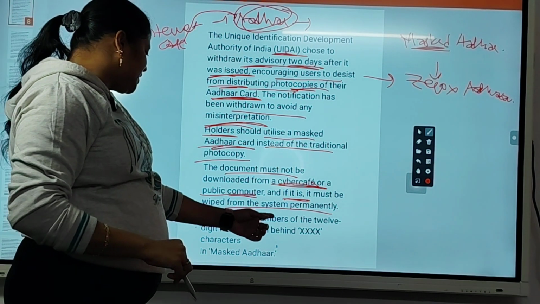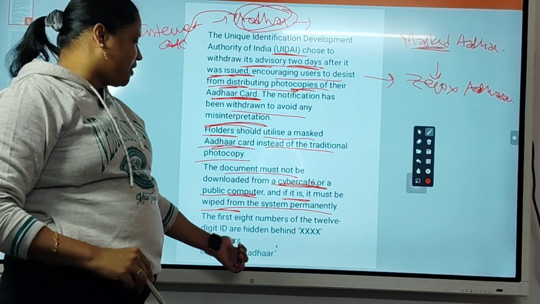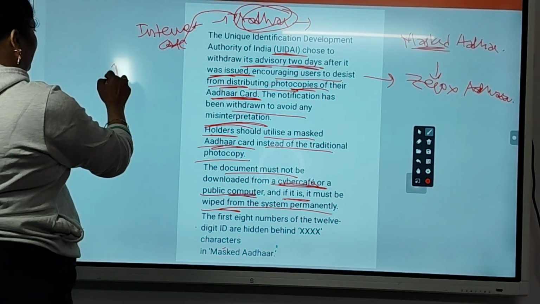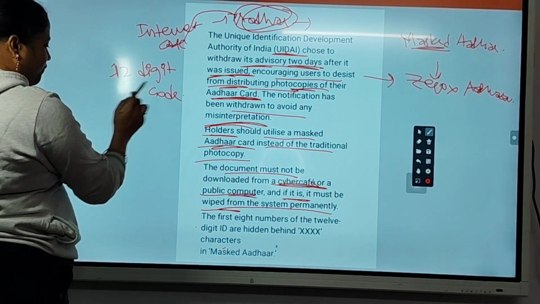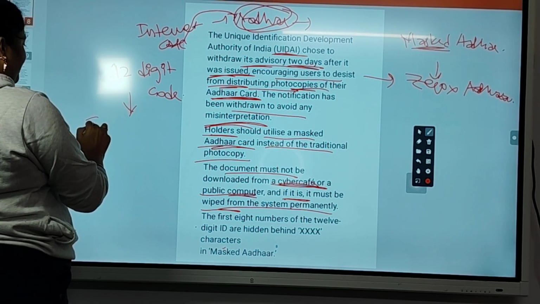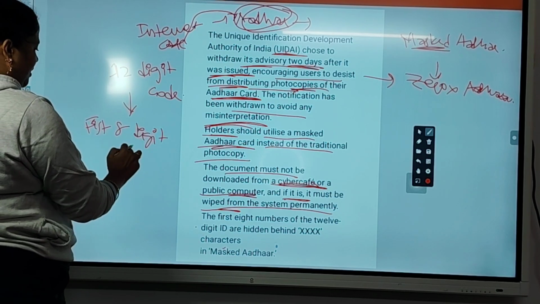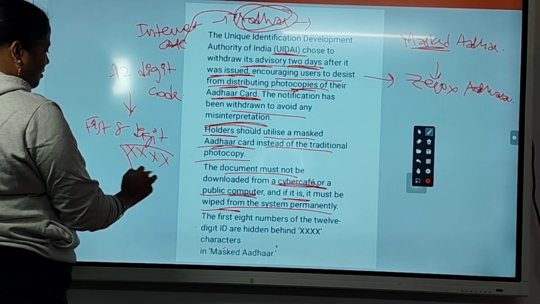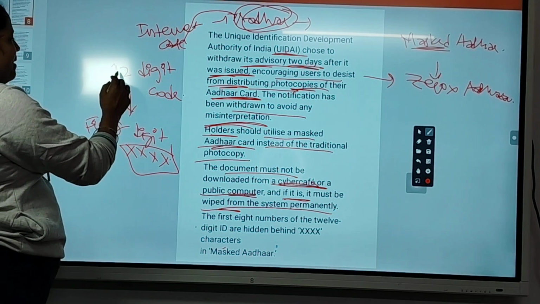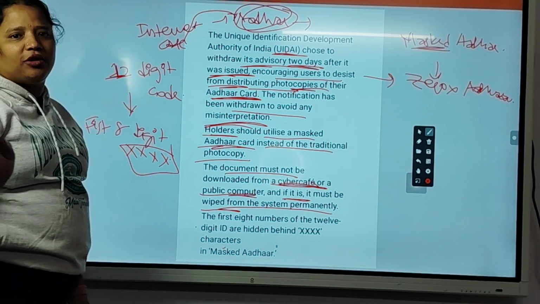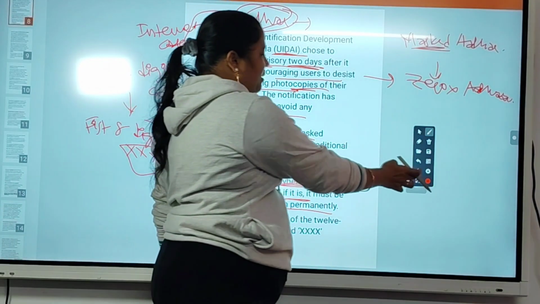The first 8 numbers of the 12-digit ID are hidden behind XXX characters. Meaning, in the 12-digit code of Aadhaar, only 4 digits are visible. So the first 8 digits will be hidden by XX symbols. In masked Aadhaar, the 12 digits are not fully visible on the Aadhaar card. The first 8 digits will be masked with XX.